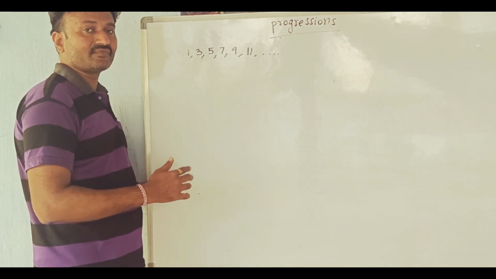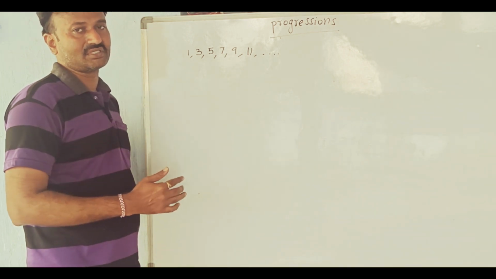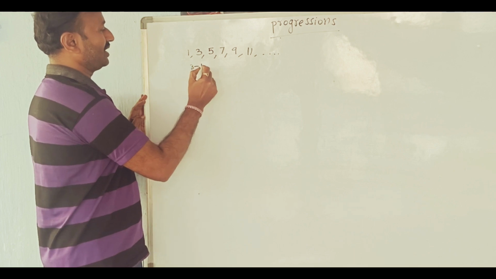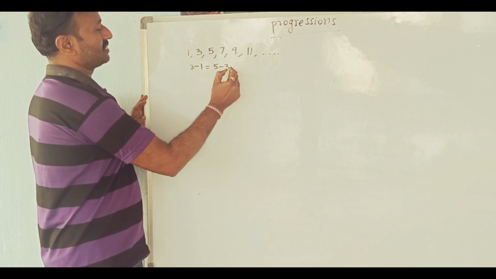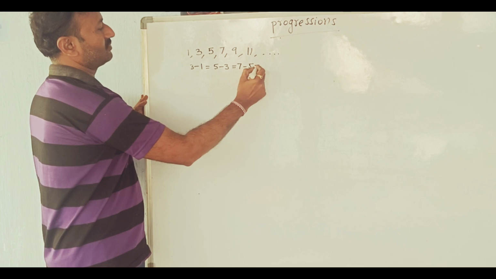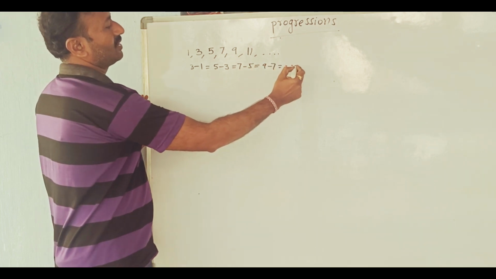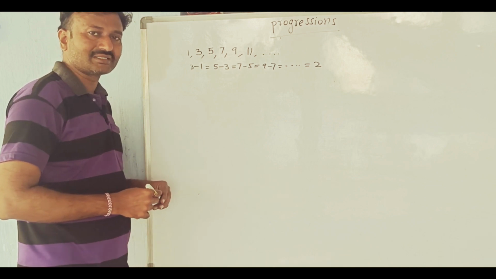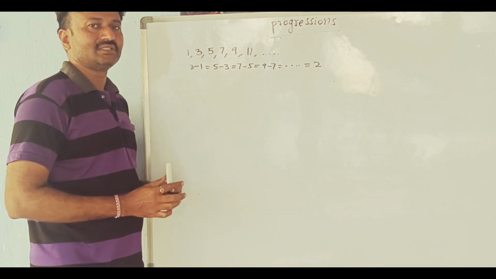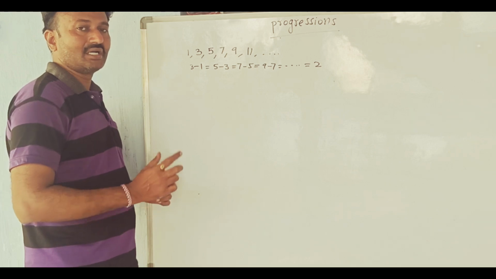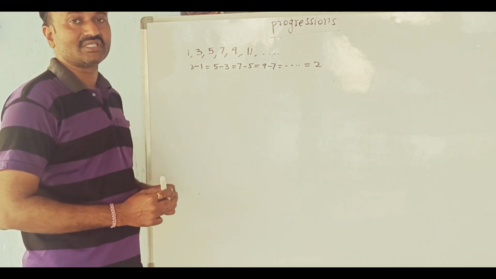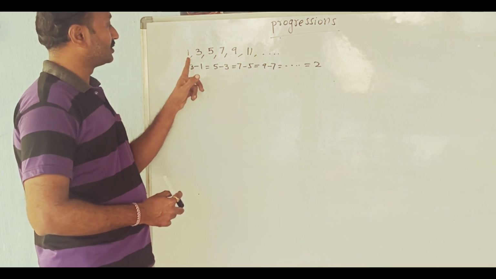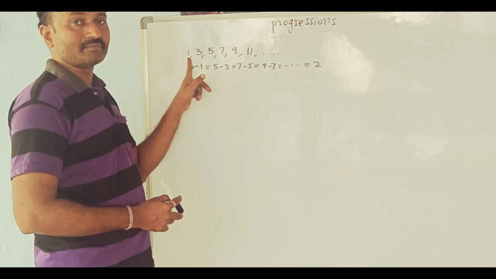How do we get it? By the difference of the second term and the first term. That is always fixed. How is it fixed? Let us see: 3 minus 1, or 5 minus 3, or 7 minus 5, or 9 minus 7, or whatever it is. The second term minus the first term, third term minus the second term, fourth term minus the third term. Like this, the difference is common. That is the fixed number. Your fixed number is added to its preceding term.